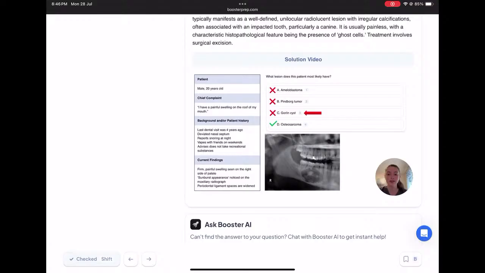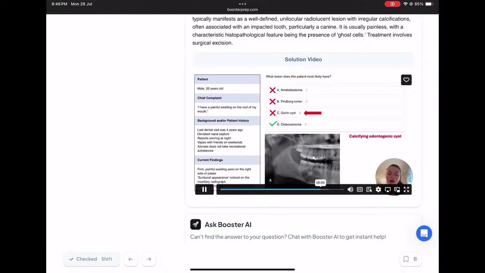Now let's go ahead and talk about the Gorlin cyst. This is also known as a calcifying odontogenic cyst. So we have a lot of names for these lesions, and it probably arises from some remnants of the dental lamina during tooth development. Now, how is this similar to our osteosarcoma?